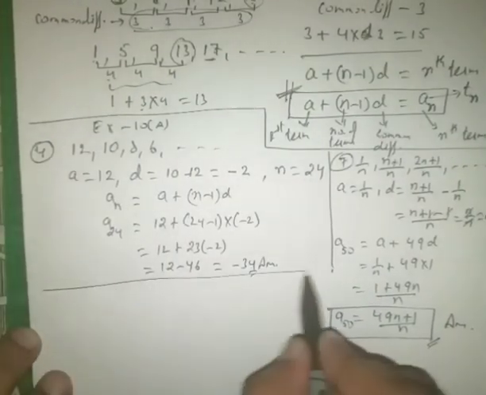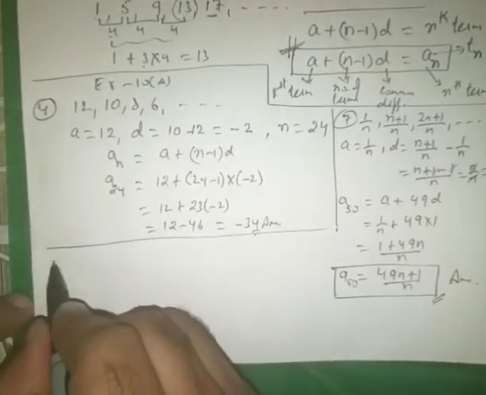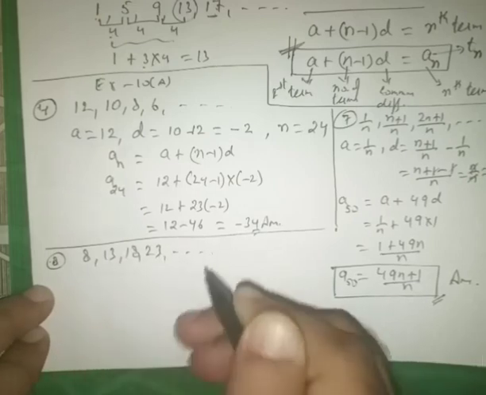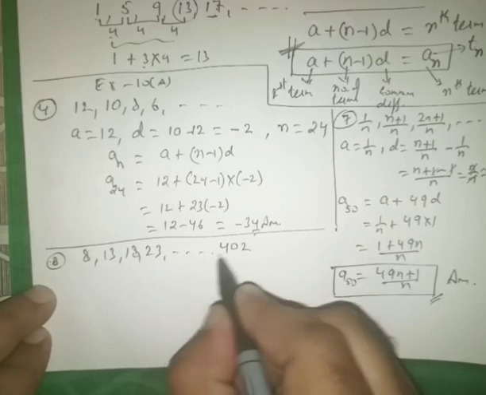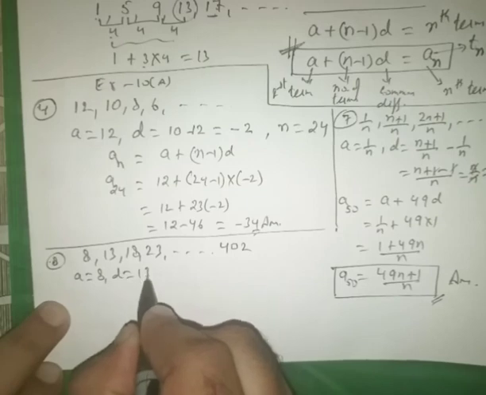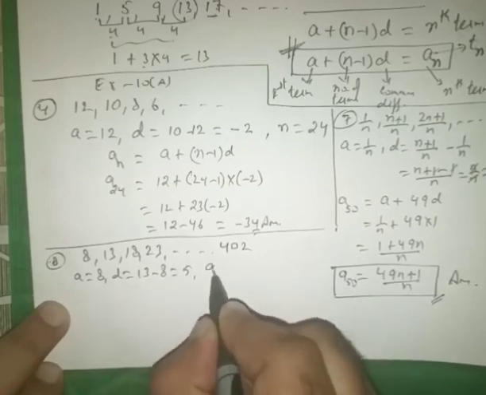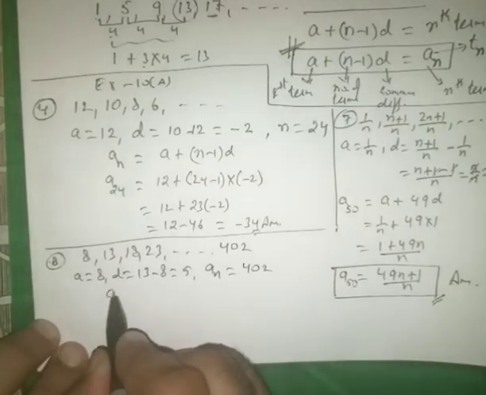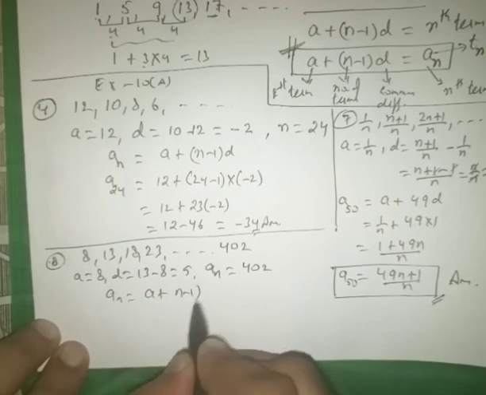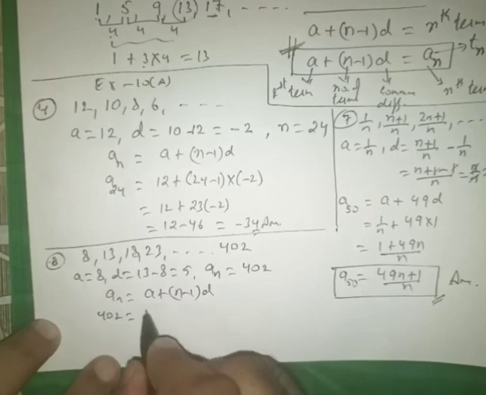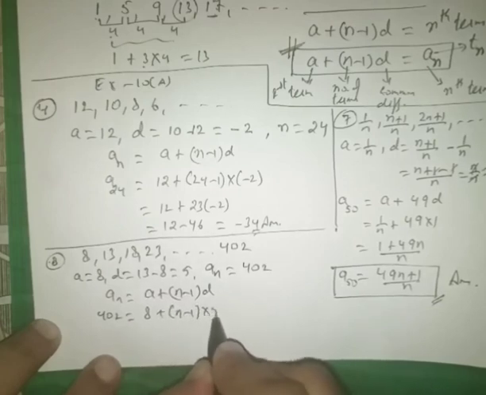So here I'm talking about the 8th question. The given sequence is 8, 13, 18, 23 and so on, and the last term I'm taking as 402, meaning the nth term is given as 402. So here a is equal to 8, d is equal to 13 minus 8, that is 5, and an is 402. By using the same formula, an is equal to a plus n minus 1 multiply d, this will be 402 is equal to 8 plus n minus 1 multiply 5.